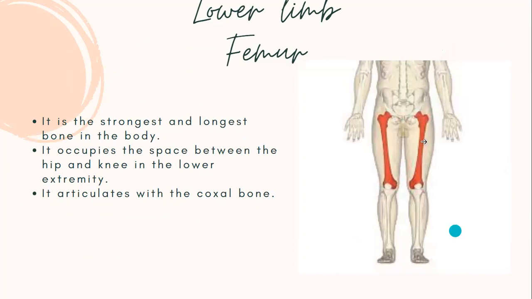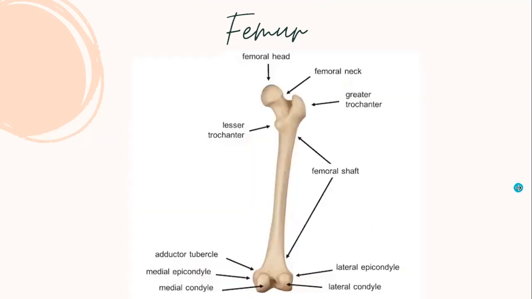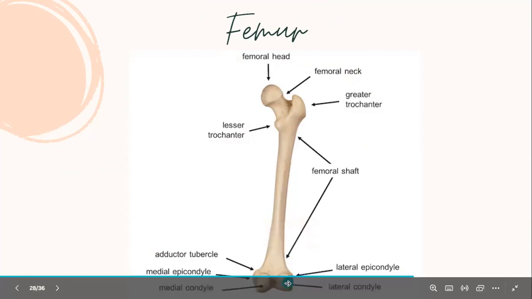Lower limb: femur. It is the strongest and longest bone in the body. It occupies the space between the hip and knee. In the lower extremity, it articulates with the coxal bone. Parts of the femur: femoral head, femoral neck, greater trochanter, lesser trochanter, femoral shaft, lateral epicondyle, adductor tubercle, medial epicondyle, lateral condyle, and medial condyle.